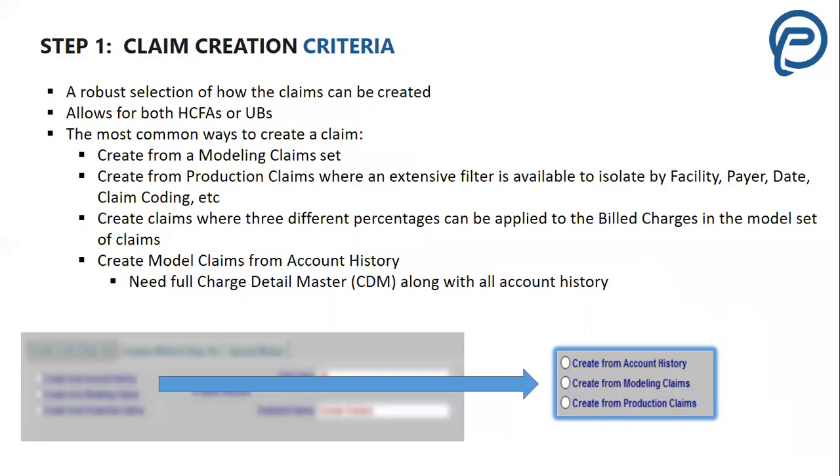The most common ways, though, of creating claims are: you can create claims from model sets. You can create claims from production claims where there are all types of filters, so you can isolate based on facility, payer, date, codes, etc. You can create claims where there are different percentages that can be charged, or finally, you can create claims from the account history. But to do this, we would need a charge detail master with that.